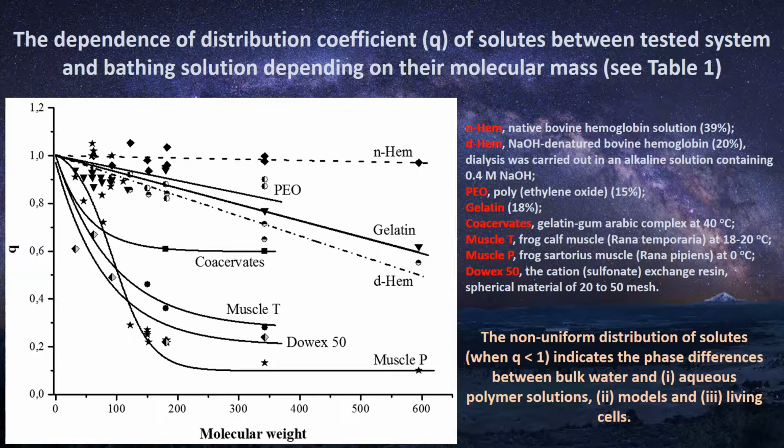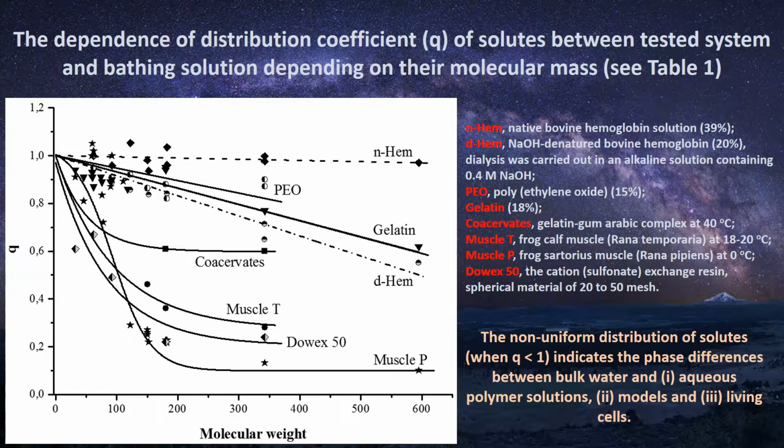The upper dashed line indicates that native hemoglobin, even in high concentration, 39%, placed in a dialysis bag, does not change the properties of water in the bag. We see that the distribution coefficients for all solutes studied are close to 1 in the case of native hemoglobin. Another case is when hemoglobin has been placed in an alkaline environment due to sodium hydroxide. We see that in the alkaline solution hemoglobin's ability to affect the water properties sharply increases, and we see here a clear dependence of the distribution coefficients on the molecular mass of the investigated solutes.